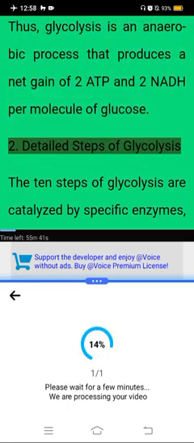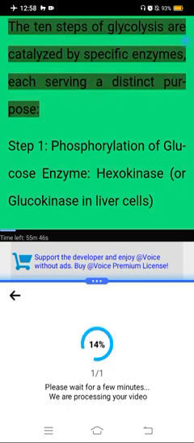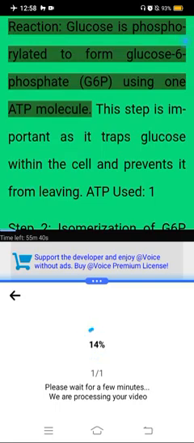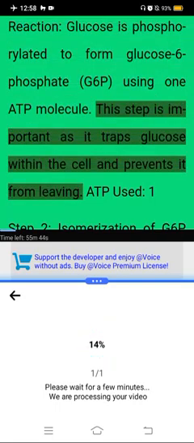2. Detailed steps of glycolysis. The 10 steps of glycolysis are catalyzed by specific enzymes, each serving a distinct purpose. Step 1. Phosphorylation of glucose. Enzyme: hexokinase, or glucokinase in liver cells. Reaction: glucose is phosphorylated to form glucose 6-phosphate (G6P) using 1 ATP molecule. This step is important as it traps glucose within the cell and keeps it from leaving.